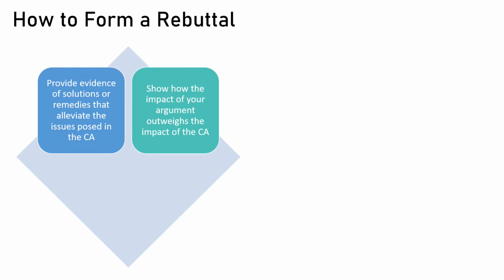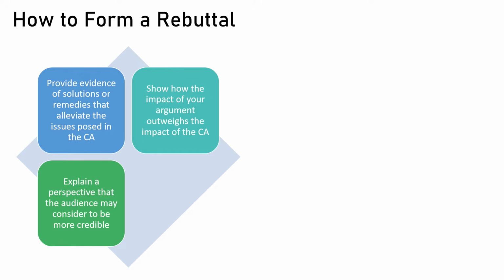There are a couple of ways to form a rebuttal. One is to provide evidence of solutions or remedies that alleviate the issues posed in the counterargument. Another way is to show how the impact of your argument outweighs the impact of the counterargument. And a third way is to explain a perspective that the audience may consider to be more credible. For instance, you might weigh the opinion of an expert more heavily than that of an everyday person who hasn't researched the topic.